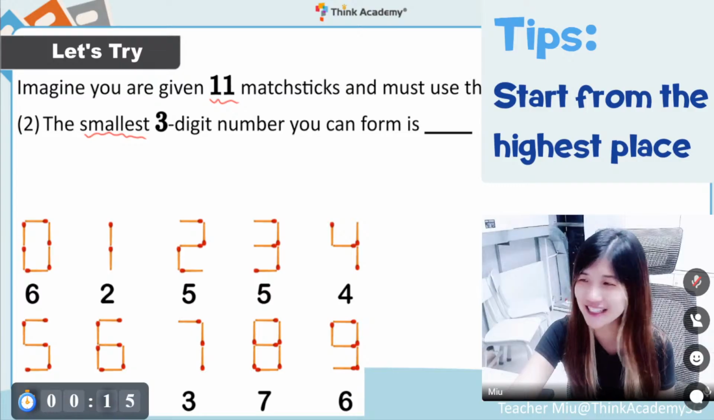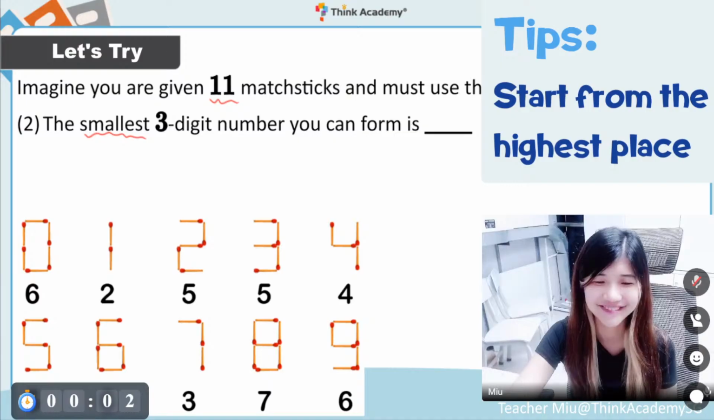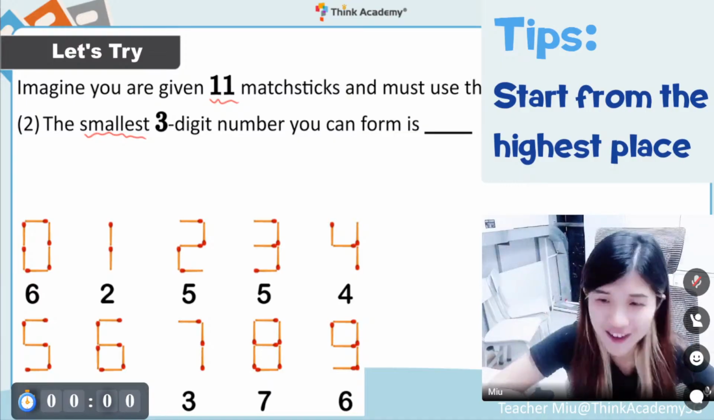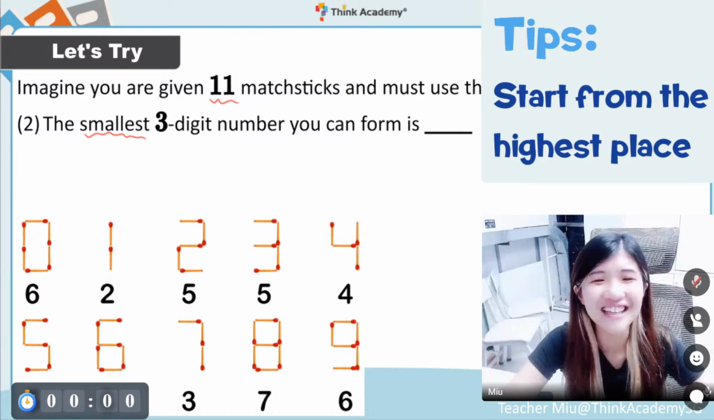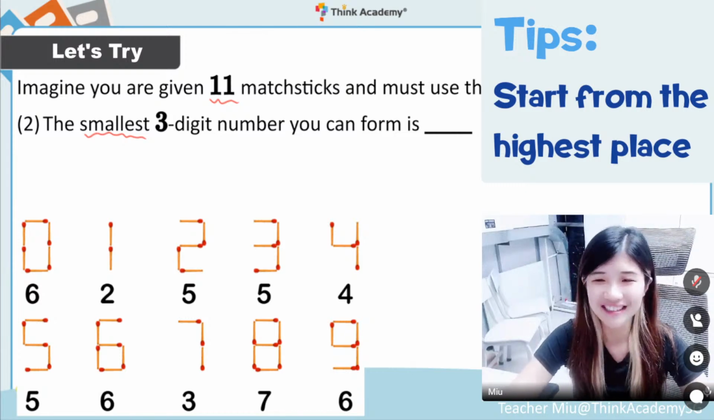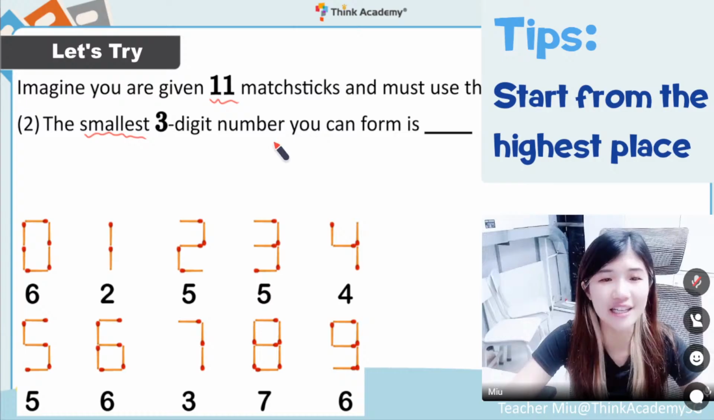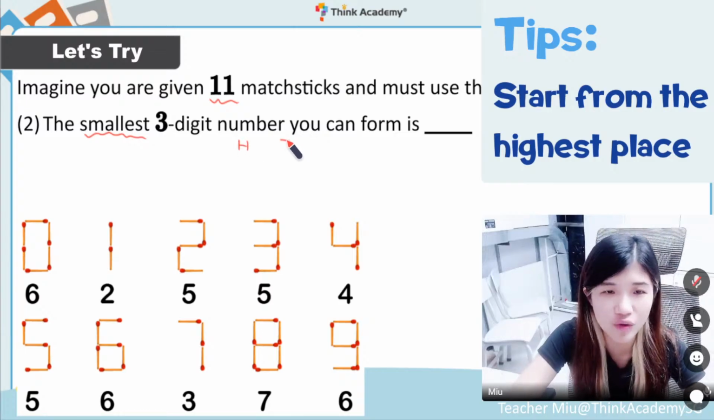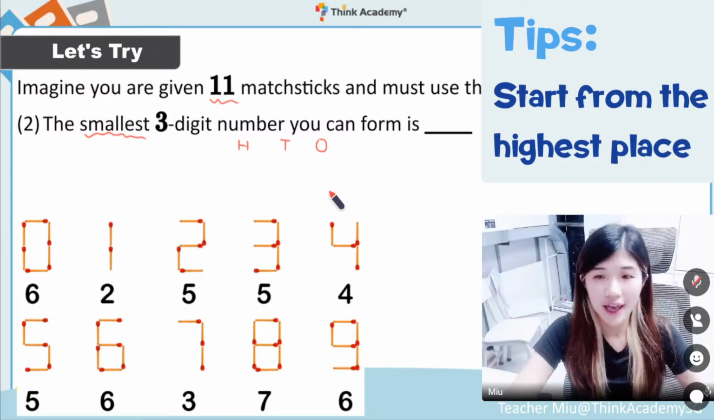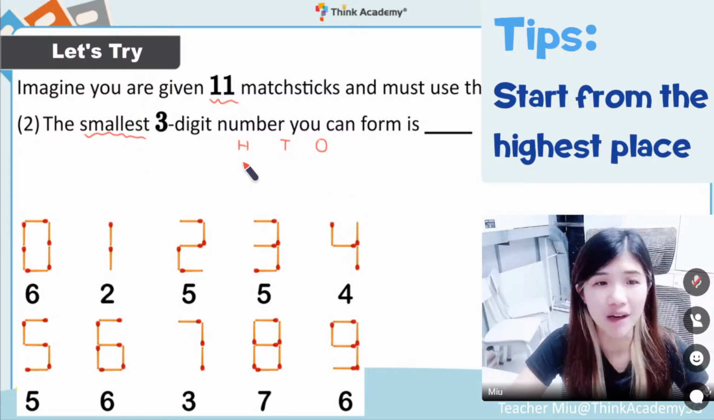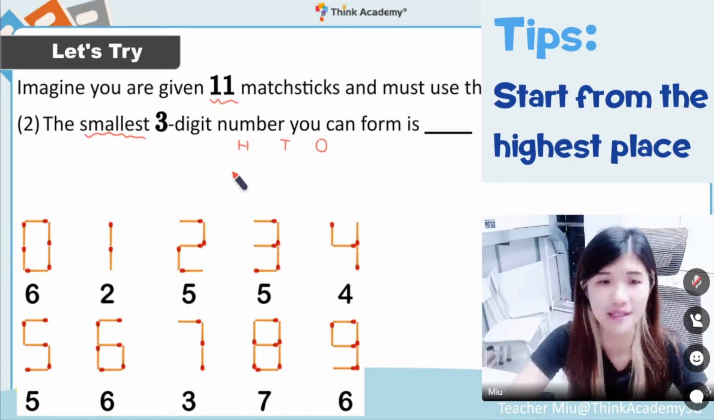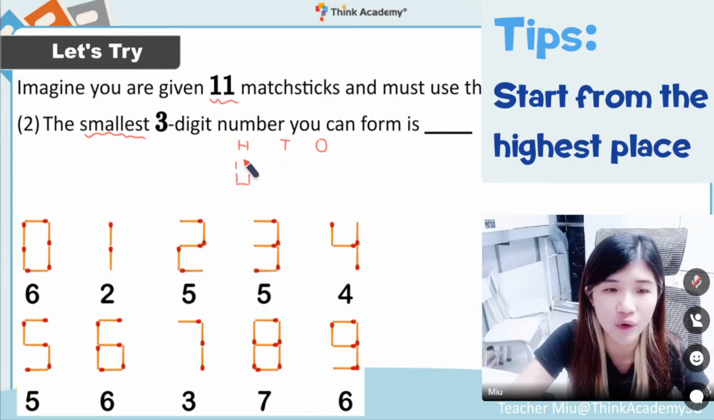Good, well done. Most of you are doing great. Any other idea? Can it be smaller? All right, I can see some correct answers now. Well done. Again, we should always start from the highest place, which means we should start from the hundreds place. If we are making the smallest number, the highest place should be as small as possible. My question is, can I make it a 0 at the hundreds place?